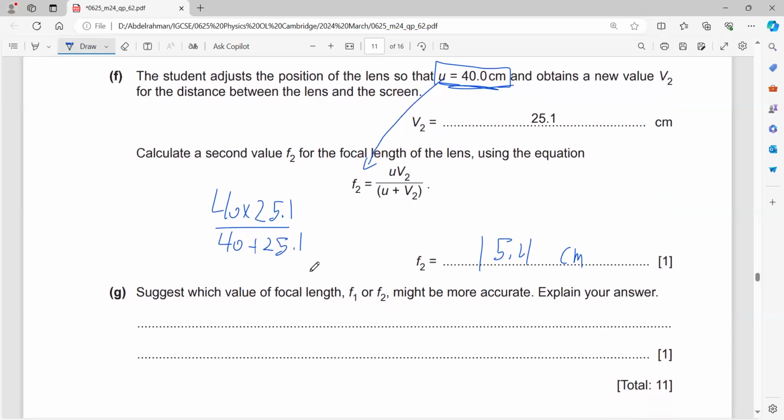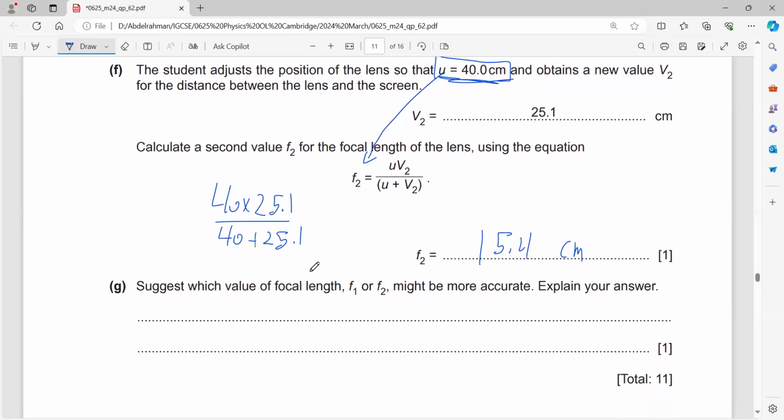Why is F1 more accurate? Because the image in the first case is larger. Why is that better? Because this would decrease the inaccuracy. As you increase the distance, the height of the image decreases, and the inaccuracy increases. We can say it in other words: F1 is more accurate.